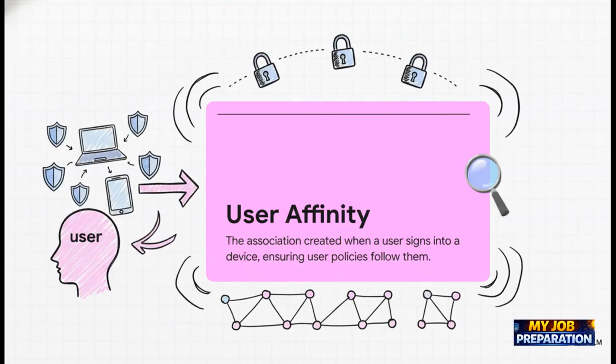And one of the most important ideas to get your head around here is something called user affinity. It's pretty simple, actually. When a user logs into a device for the first time, Intune basically says, aha, this device belongs to this person. And that link is so powerful because it means any policy you assign to that person will automatically follow them to their laptop, their phone, their tablet, everywhere.